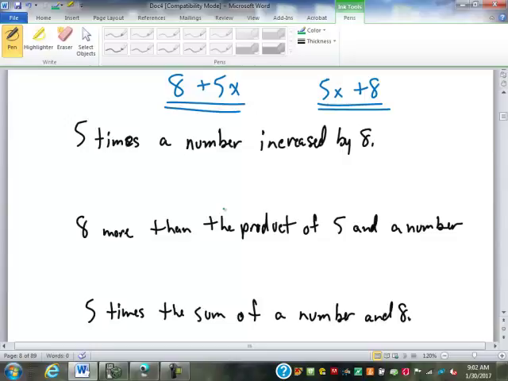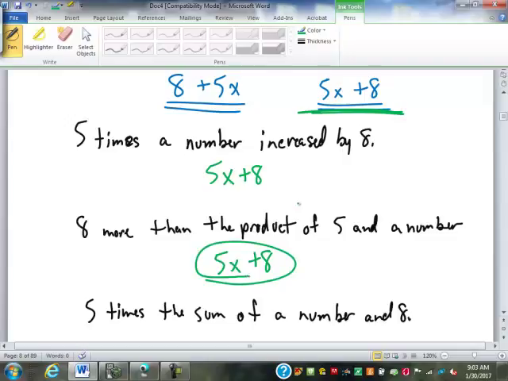Let's see what you have done so far. 5 times the number increased by 8. Well, 5 times the number is just 5x increased by 8, plus 8. So exactly the same as what we had up here. 8 more than something means adding 8 to something. 8 more than the product of 5 and a number, 5x. So once again, 5x plus 8.